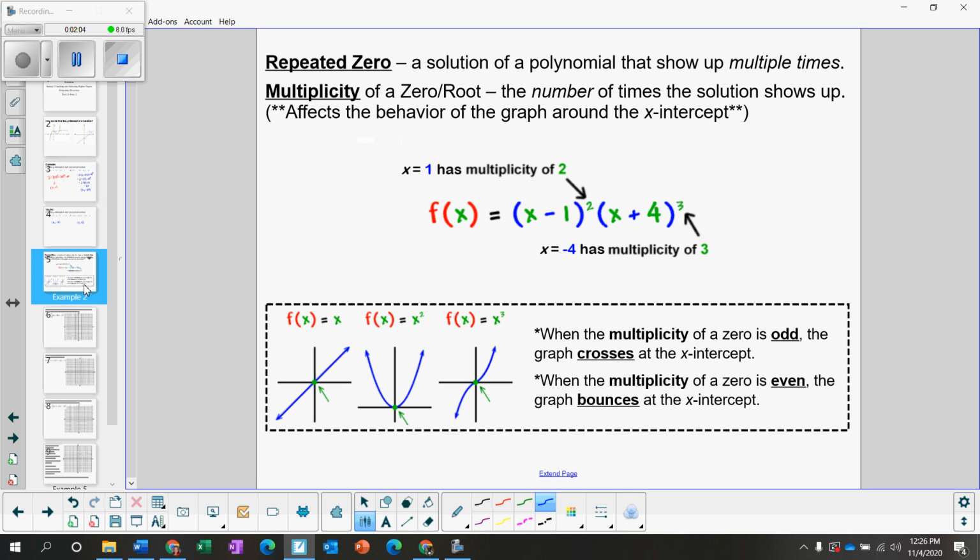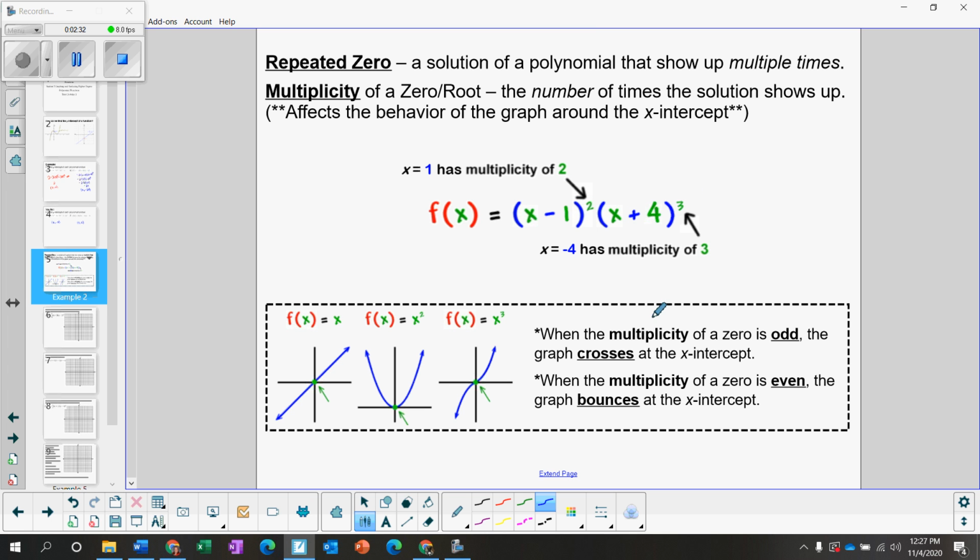Something we want to look at when we're graphing are repeated zeros. That's when a solution of a polynomial shows up multiple times. The multiplicity of a zero, or root, is the number of times that it shows up. So if I had (x - 1) squared, that means (x - 1) and (x - 1) are both factors. So x equals +1 was a root twice. So it had a multiplicity of 2.